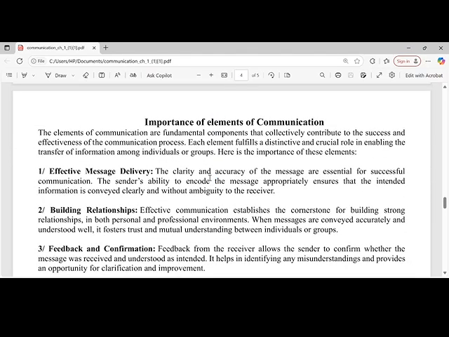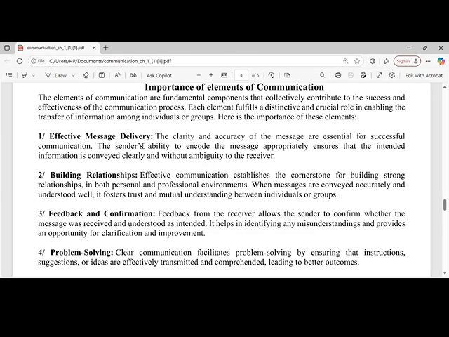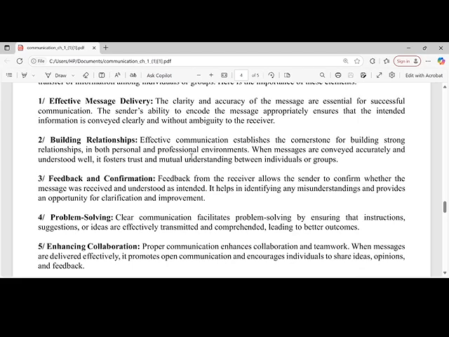Now, what is the importance of elements of this communication? First is effective message delivery. The clarity and accuracy of the message are essential for successful communication. So the sender's ability to encode and also the receiver's ability to decode the message is very important. Building relationships: effective communication establishes the cornerstone for building strong relationships in both personal and professional environments. अच्छी कम्युनिकेशन होगी किसी भी दो ग्रुप में, दो इंडिविजुअल्स में, तो उनका एक अच्छा बॉन्ड बन जाता है.